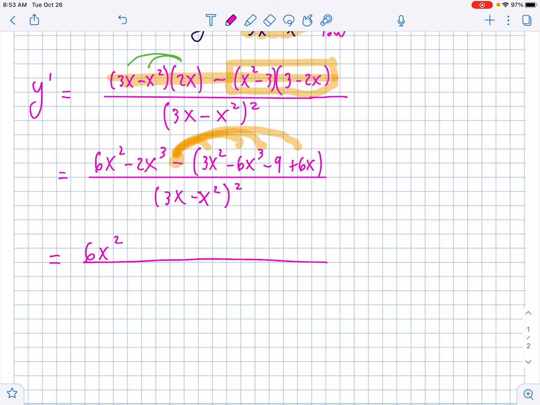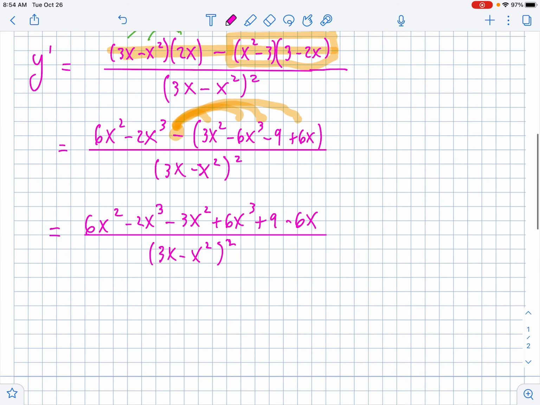Now, I would like to take this negative and distribute it to all 4 of those terms. So I'll just let the 6x squared minus 2x cubed hang out. Then we'll do minus 3x squared plus 6x cubed plus 9 minus 6x. Make sure I flipped all the signs. Yes, I did. And then we're still over 3x minus x squared, squared.